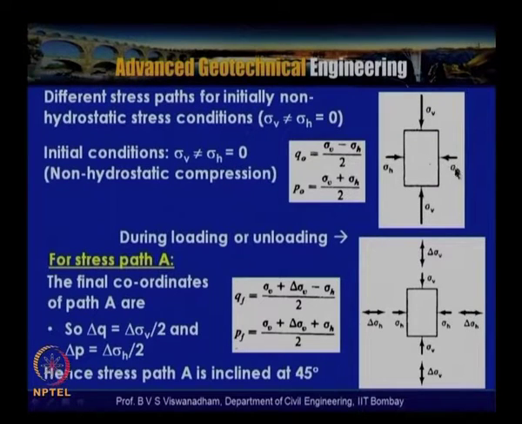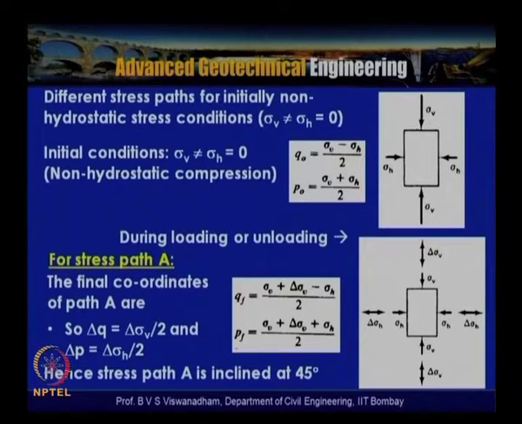So the initial condition here is that sigma V is not equal to sigma H, and this is called non-hydrostatic compression. So initially we have non-hydrostatic compression, then Q naught is equal to (sigma V minus sigma H) by 2, which we defined earlier, and P naught is equal to (sigma V plus sigma H) by 2. During loading or unloading we have a tendency of increasing delta sigma V while keeping delta sigma H constant, or you can vary the vertical or horizontal stresses.